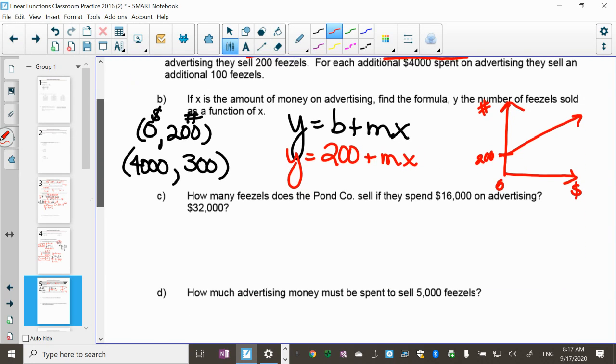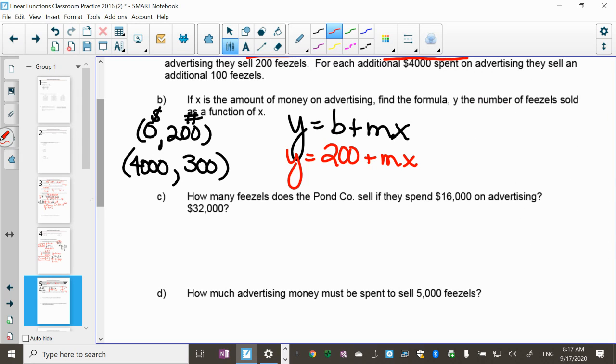Now what am I going to do? Find the slope. You guys know how to do that, right? Go ahead, do the slope. Slope is delta y over delta x. Figure out how you want to subtract it. I'll put it here.